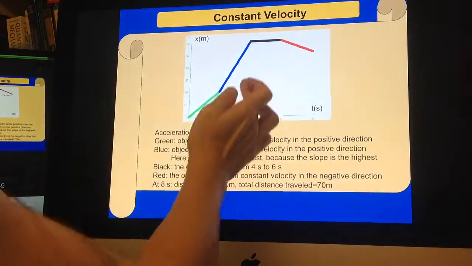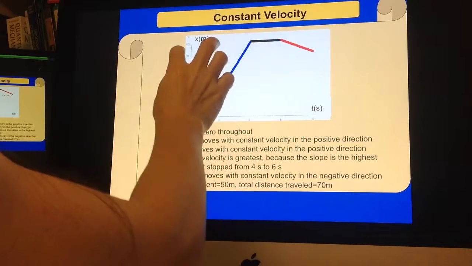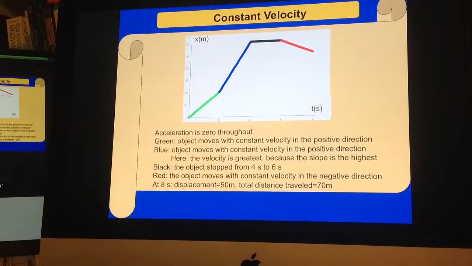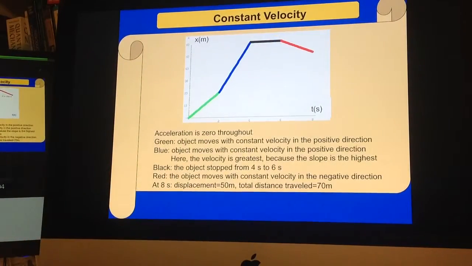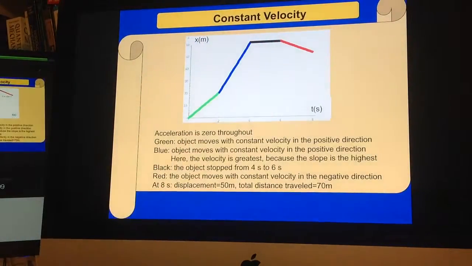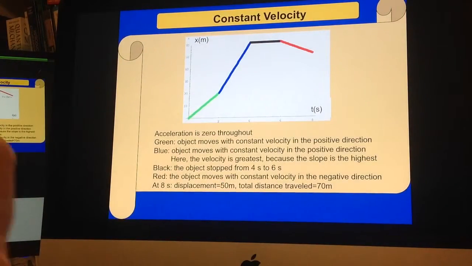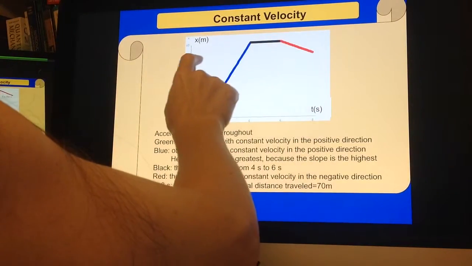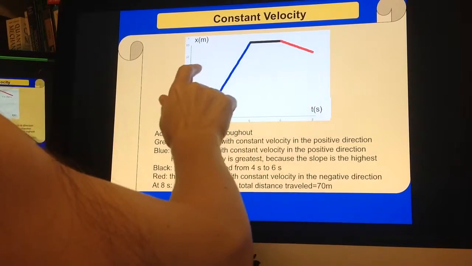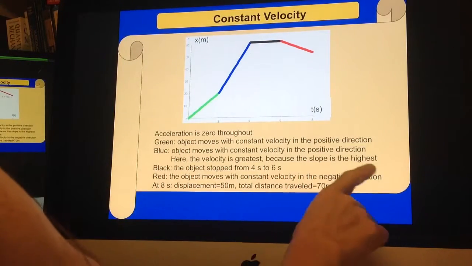In the black piece, I go from 4 seconds all the way to 6 seconds with the same position. Same position means no motion, so no velocity here. So in the black, the object stopped, velocity is 0, no acceleration, no velocity, no nothing, we just stopped. What happened at the red? Again, we have constant velocity because we just have straight lines. But what do we see here? That now my final position is smaller than my initial. It's smaller, so that means my displacement is negative. My displacement is negative, so my velocity is negative.